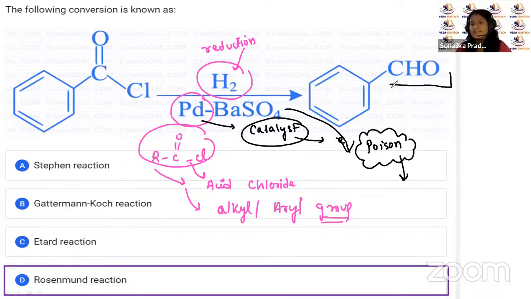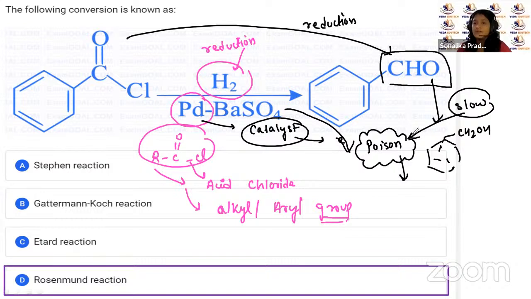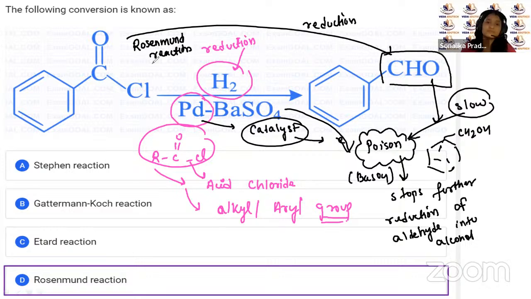Because we know that if this is getting converted here, this reduction process has taken place, right? This might further get reduced into alcohol. So to slow down this conversion, we use a poison. In order to slow down the reaction and stop the further reduction. Okay. So what does it do? It stops further reduction of aldehyde into alcohol. Who? Your poison, that is your BaSO4. And this reaction, children, is commonly known by the name Rosenmund reaction. Yes, children? Yes. Okay.